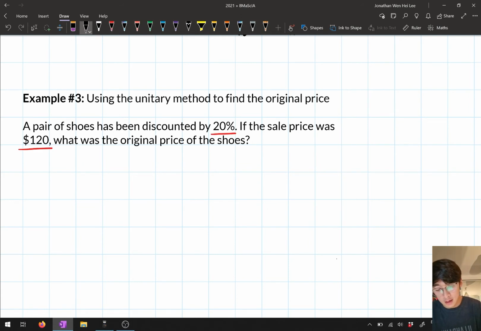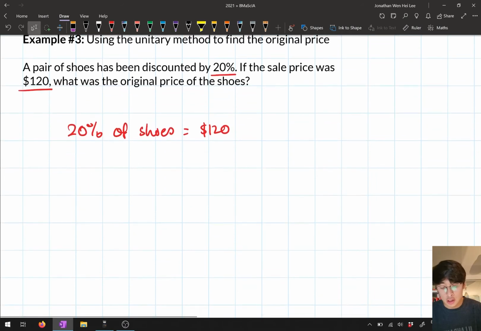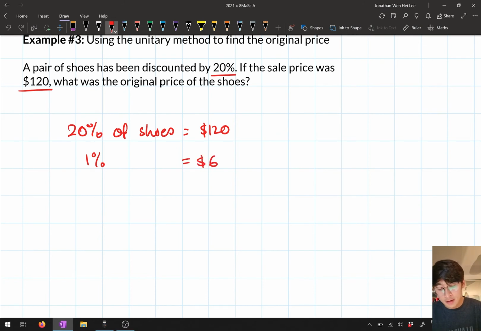So what this means is I need to go, and I'm going to write this in red just to tell you it's not the right thing. I'm going to go 20% of shoes is equal to $120. And then you would just use a unitary method like you normally would. So you divide by 20 to get 1%, and so that would be $6. And then the final amount, 100%, which would give you $600.